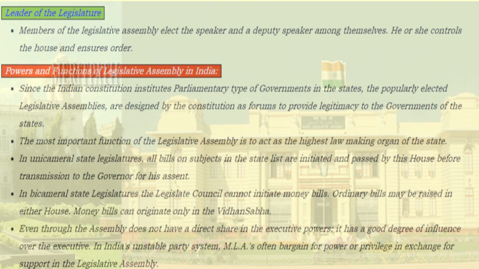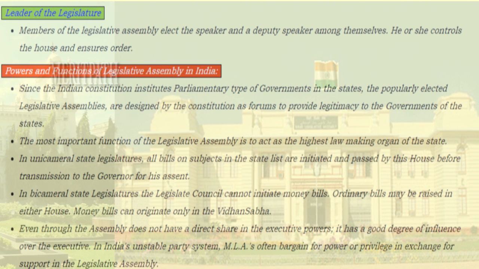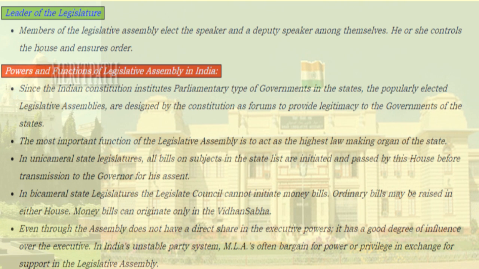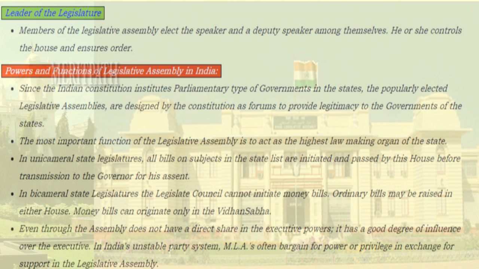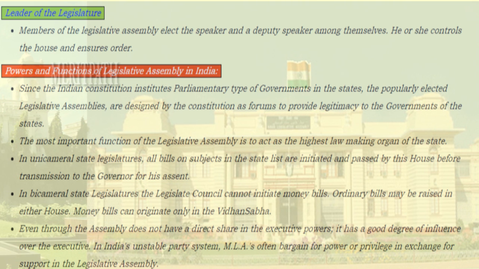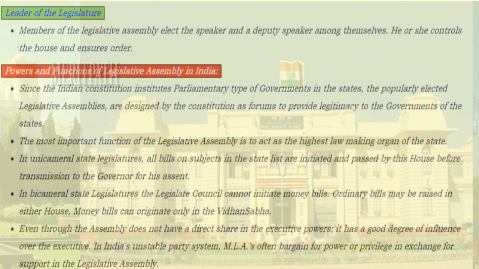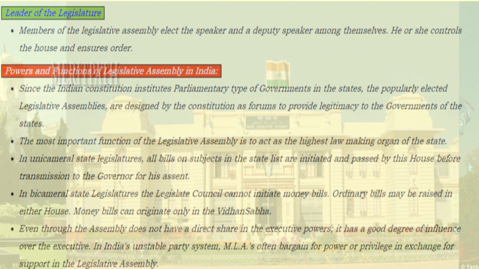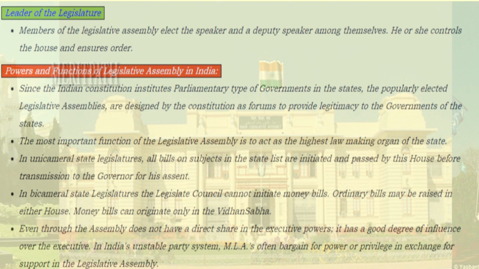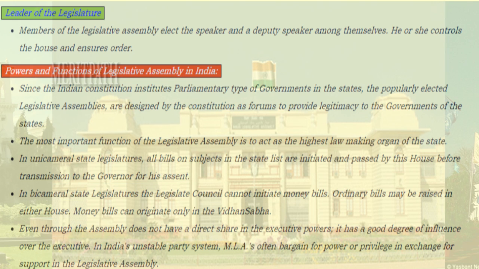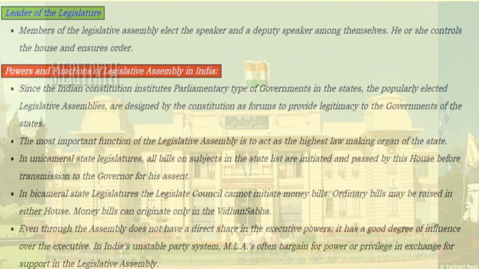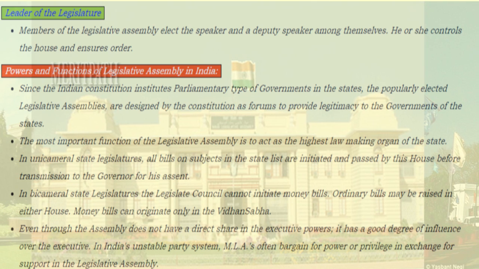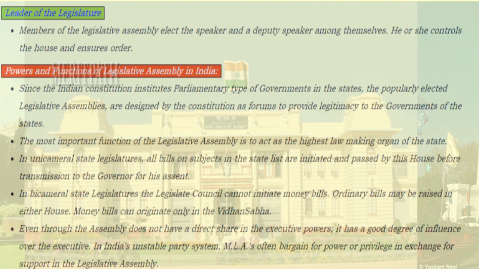Who can be the leader of the legislature? All these members of the assembly, the MLAs, elect one speaker and also a deputy speaker. This deputy speaker and main speaker control the house, that is the assembly, and ensure there is order. So the speaker, elected by the total MLAs, is the leader of the legislature, and there is also one deputy speaker.